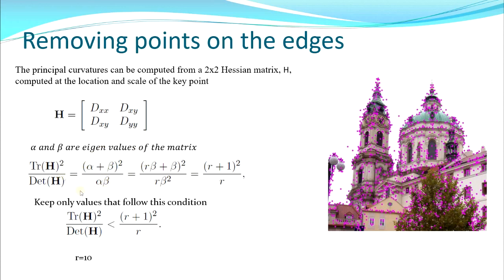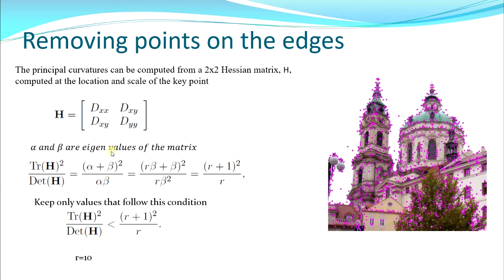So for an edge this output will be big, but if it is a corner, both alpha and beta will be big. For that, alpha plus beta the whole square will also be big, and the alpha beta multiplication will also be big, so this will turn out to be a small quantity. So for corners this will be a small quantity, and for edges this will be a big quantity.